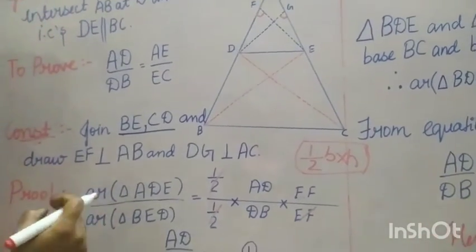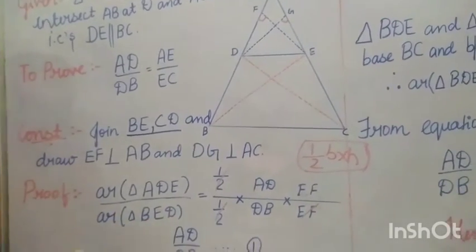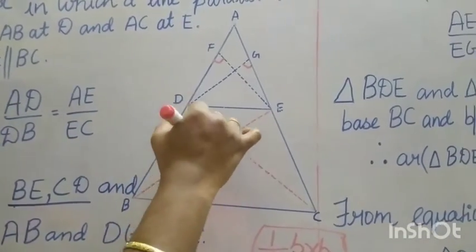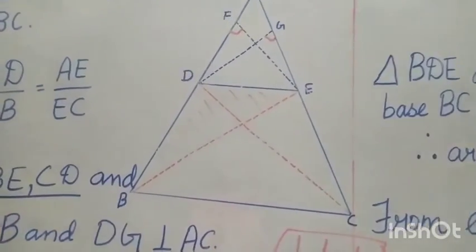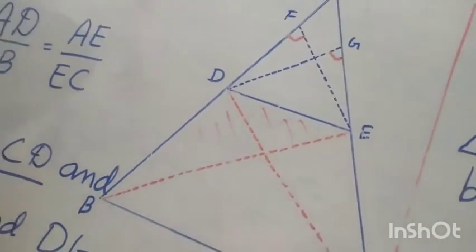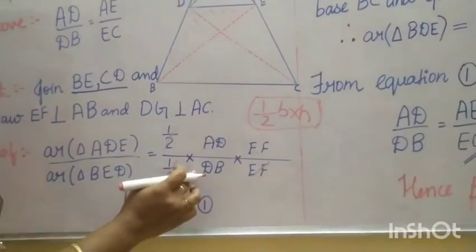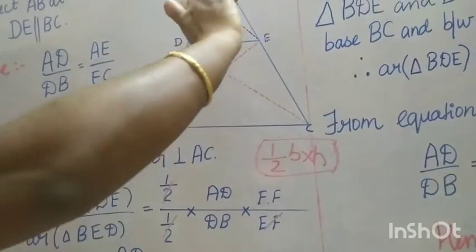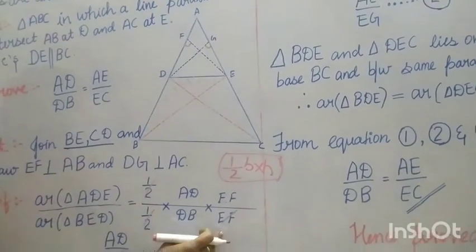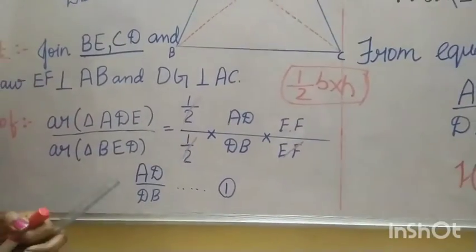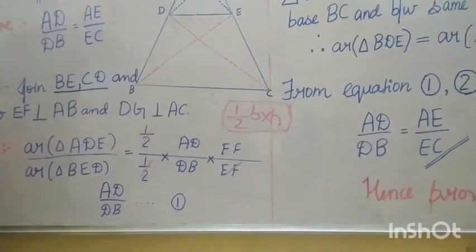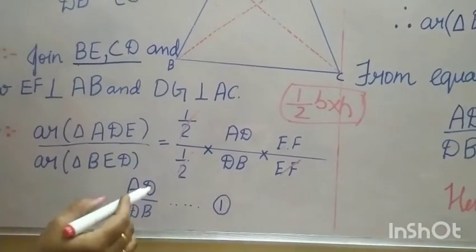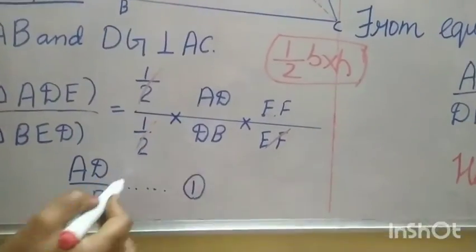So next let us take one more triangle, that is BED. What is again the area of the triangle? We have to use again the formula. Half into DB is the base, and EF is the perpendicular distance. Here half and half get cancelled, and EF cancels. What is left over? AD by DB is left.